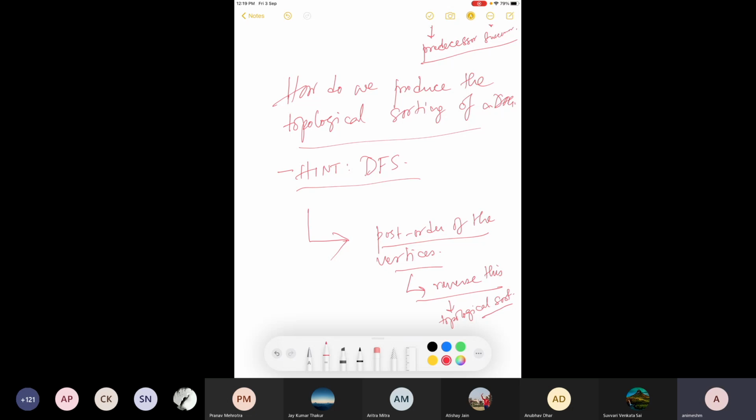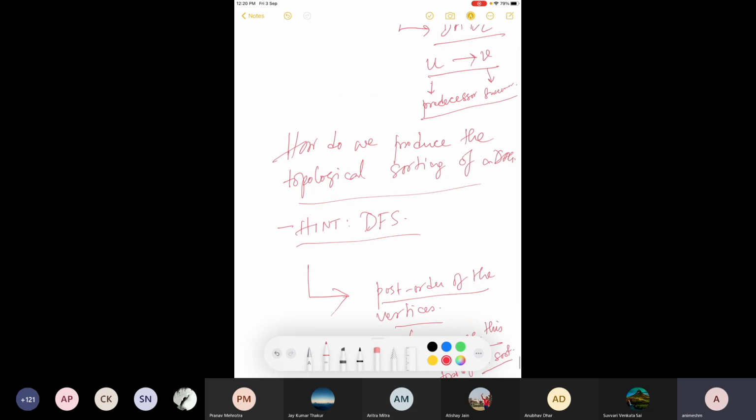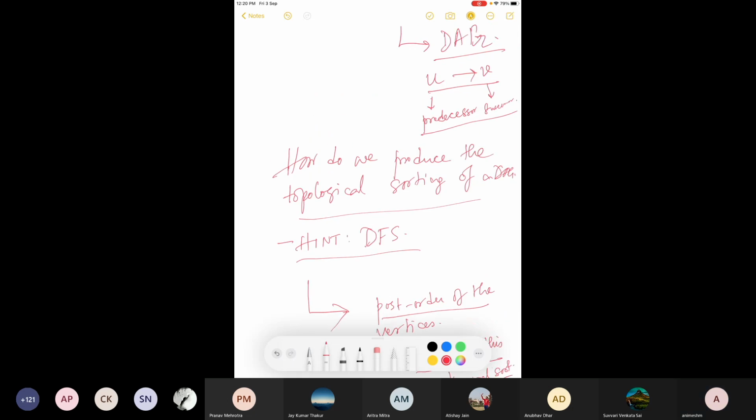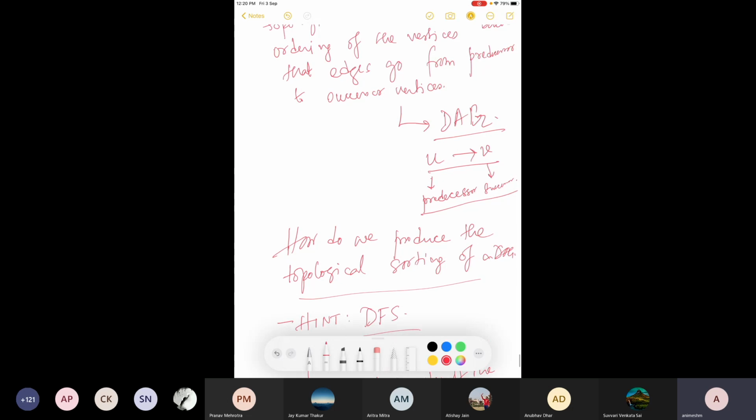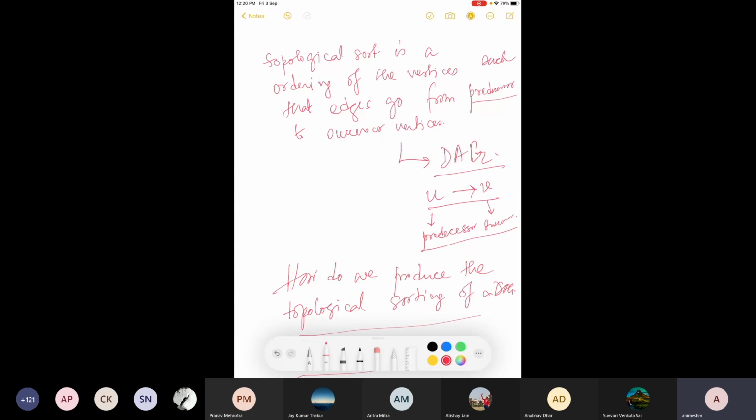So this is the topological sort. Using DFS, you can compute the topological sort by just arranging the vertices in post order and then reversing the order. This gives you the topological sort and the ancestor-descendant relationship that you want to maintain. Basically, the ancestor, the predecessor-successor, or the ancestor-descendant relation.